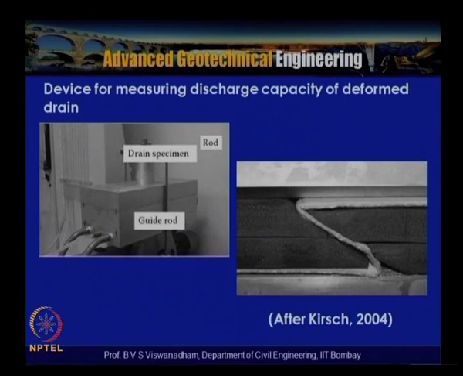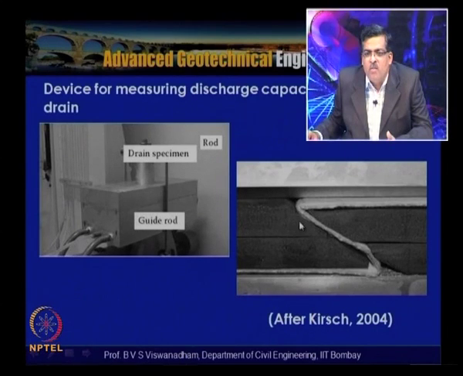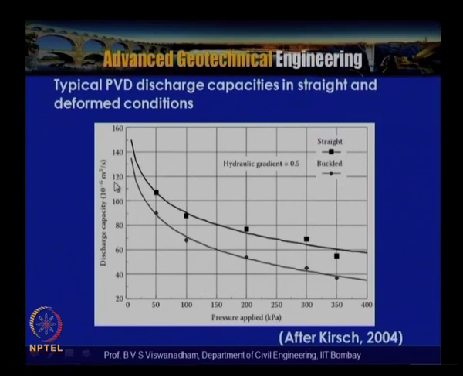Now for testing these drains under straight or deformed conditions, several testing methods have been devised, and this is a particular arrangement of the drain in a deformed condition. It can be seen that the flow is tested when the drain is under this type of deformed condition. When we compare the discharge capacities of the drains in straight and buckled conditions, you can see that the buckled condition exhibits lower discharge capacities.